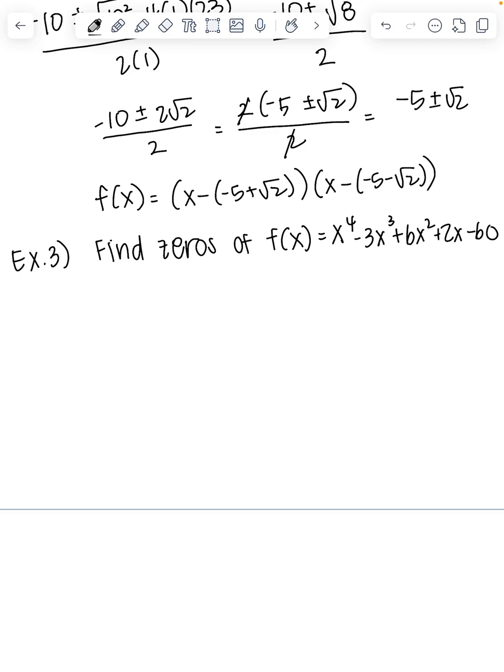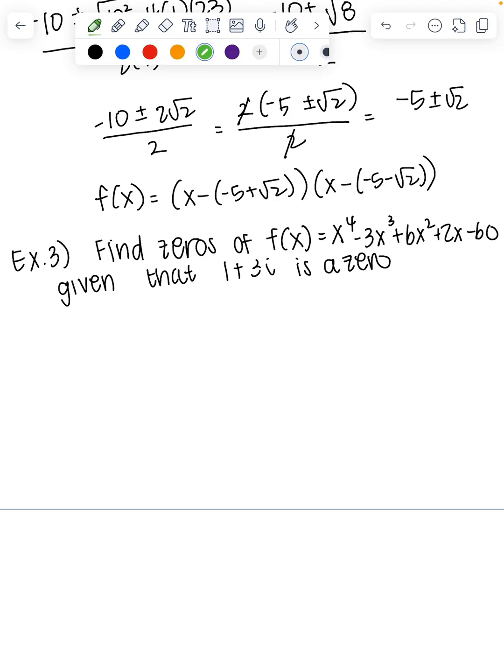Okay, given that 1 plus 3i is a 0. Okay, where do I go from here? Well, I can create 2 factors. Okay, and what I'm going to do is I have 1 plus 3i, and I also have 1 minus 3i. And I know these 2 exist simply because it is a complex number.